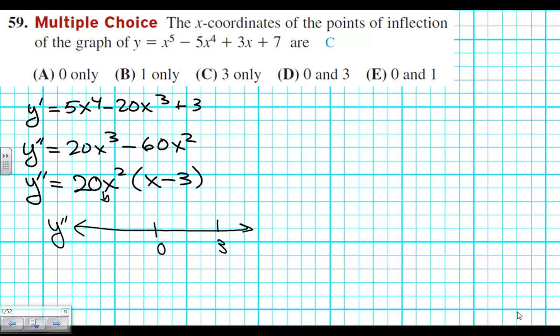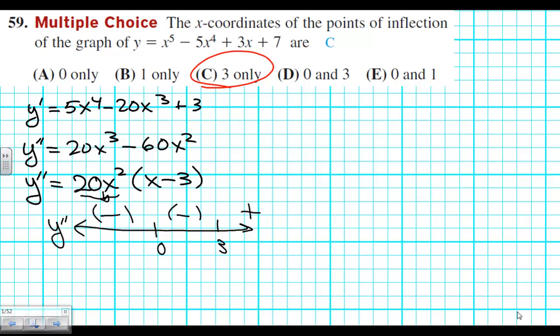But if you do something like, when x is really, really large, what kind of values do we get out? We get positive values. When x is really big and negative, what kind of values do we get out? This part's going to be positive, but that part's going to be negative. We got a negative there. And then when we choose a number between 0 and 3, how about the number 1? I get a positive here, and I get a negative there. We get negative values there. No sign change. Since there's no sign change at 0, there's no inflection point at 0. The only inflection point will happen then at 3, so the right answer is C.